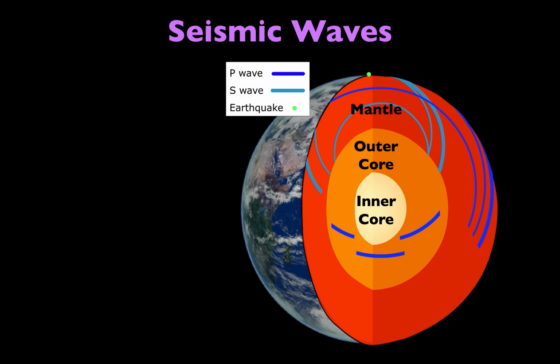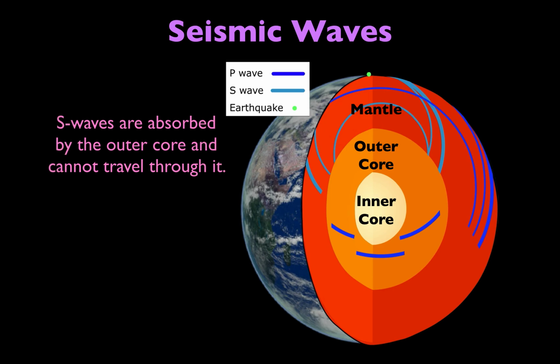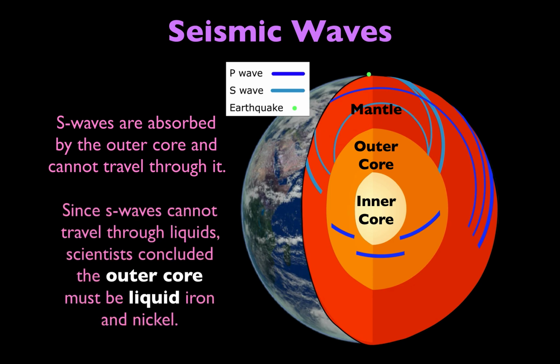So here is an image showing this exact process again. What scientists have been able to figure out is that S waves are absorbed by the outer core. They can't travel through it. P waves can, but S waves cannot. This allows scientists to conclude the following.